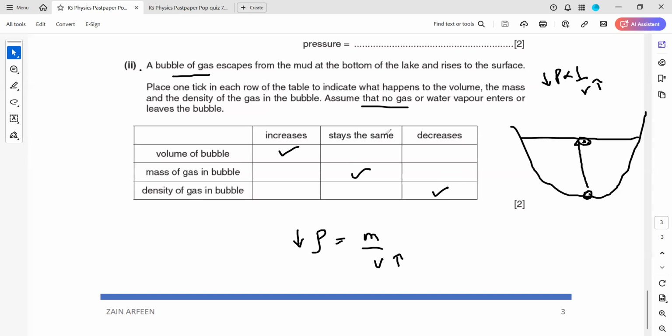Sir, can you repeat the last point? Density is mass over volume. Because the mass is constant and the volume of the bubble is increasing as it rises, if the volume increases, the density should decrease for a fixed mass. So this one was correct.